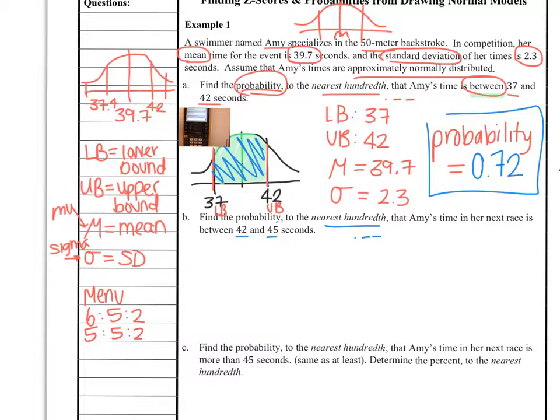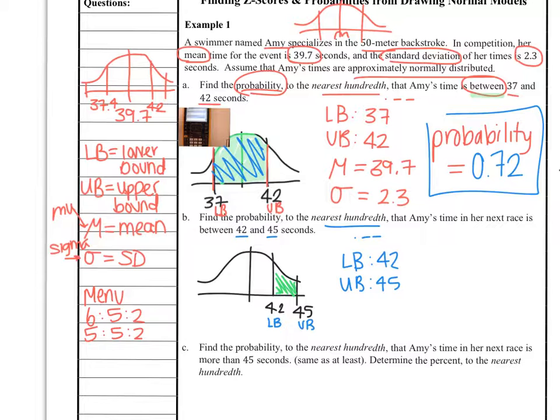So it's a very similar situation, except this time, remember again, our mean is 39.7, 42 is above it, and 45 is even higher. So I again want to be in the space in between. So our lower bound this time is actually the 42 because it's the lowest that we're allowed to go. And then our upper bound must be the 45. So lower bound 42, upper bound 45, mean 39.7, and sigma 2.3.